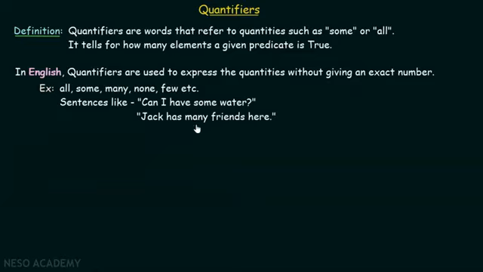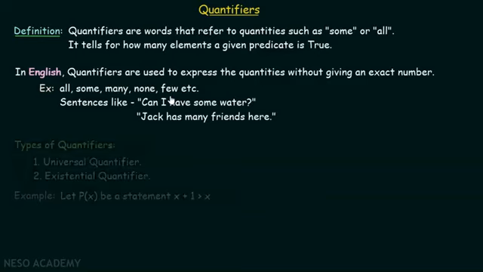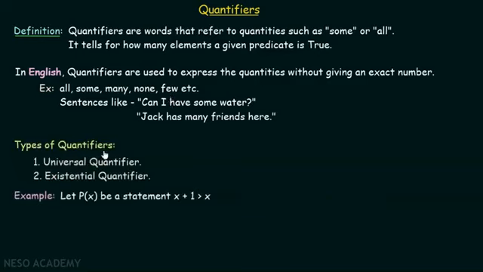So these are called quantifiers. We are quantifying the statement in a different way. Instead of using exact numbers, we are using these words: all, some, many, none, few. In mathematics also, we will use these quantifiers, and they are very important when we are considering predicate logic. They help in telling us for how many elements a particular predicate is true. Let's consider the different types of quantifiers here. The first type is the universal quantifier and the second type is the existential quantifier.